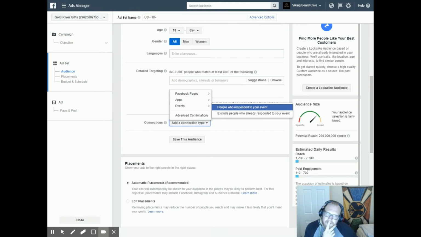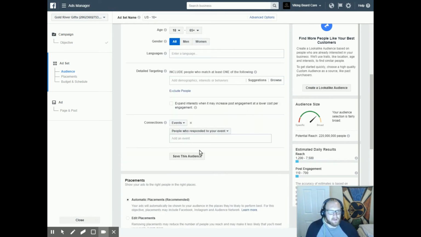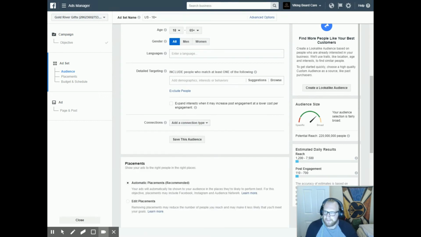Yeah. There should be another one where it's friends of people who responded to your event. It really depends on when that pops up, and that's super handy if you want to target the friends of an event. So if you're running an event for a nightclub, it works really nicely because you can target the friends to get them to come to the event as well, which is super awesome.